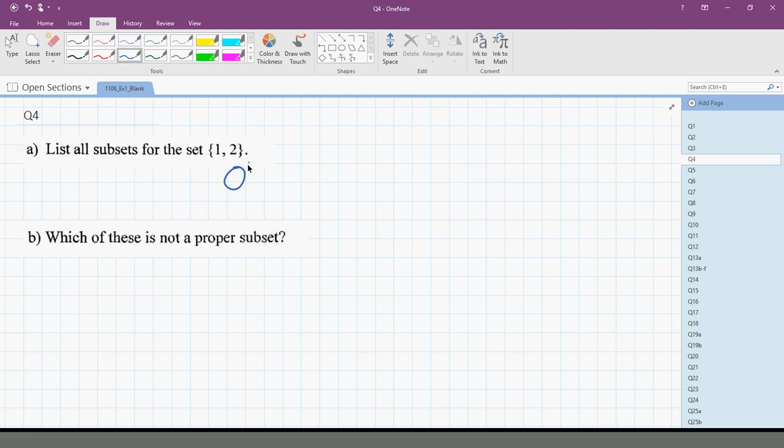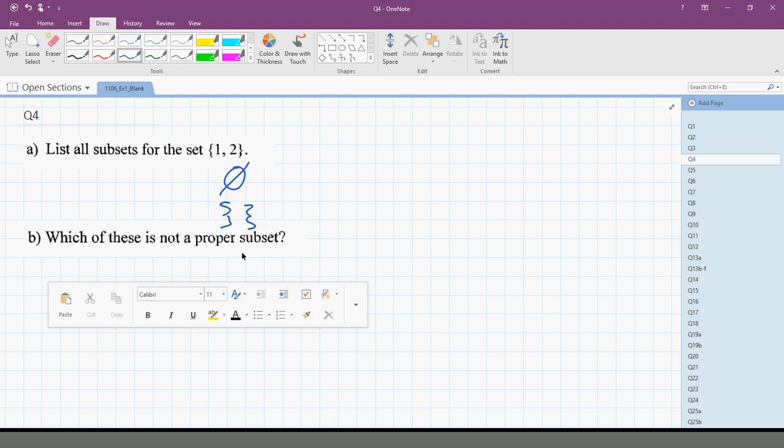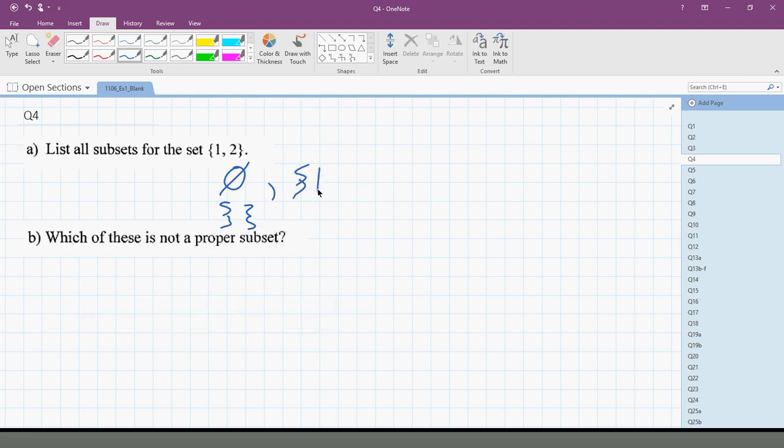Let's talk about it. The empty set can be written like that, the circle with the line through it, or you can write just an empty set: two squiggles, nothing inside. Do not combine those two symbols. What's another one? Just the set of the element 1. Just the set of the element 2. And then the whole set. So there you go. There are only 4 subsets here.